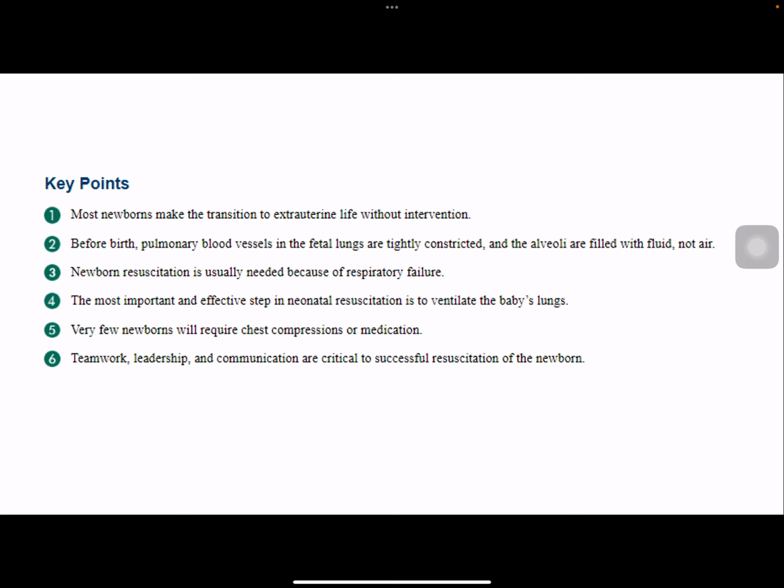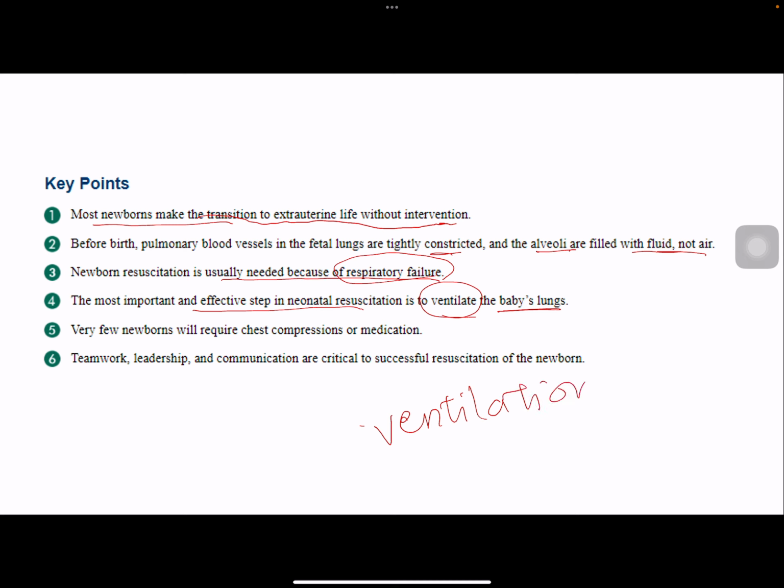So the key points here. Most newborns make the transition from the extrauterine life without intervention. Before birth, pulmonary vessels in the fetal lungs are tightly constricted and the alveoli are filled with fluid, not air. Newborn resuscitation is usually needed because of respiratory failure. The most important and effective step in neonatal resuscitation is to ventilate the baby's lung. So ventilation is the most important thing. Teamwork, leadership, and communication are critical to successful resuscitation of the newborn.